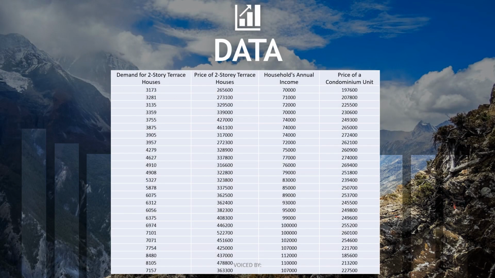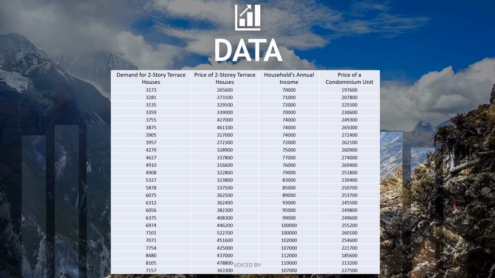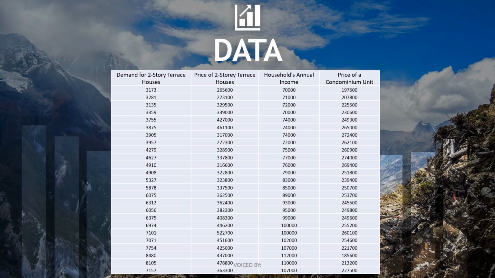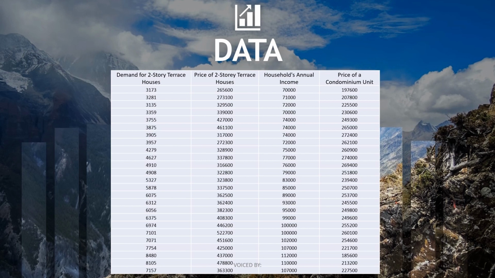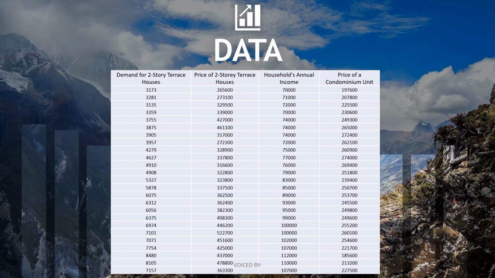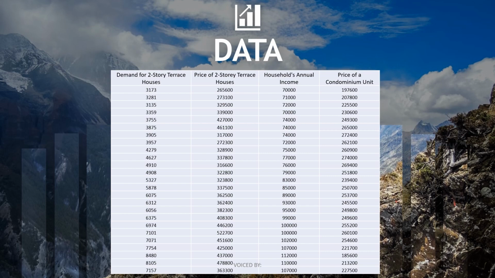These are the data used in our project. The first data is demand for 2-story terrace houses, and the second one is price of 2-story terrace houses. The third one is households annual income, and the last one is price of a condominium unit.